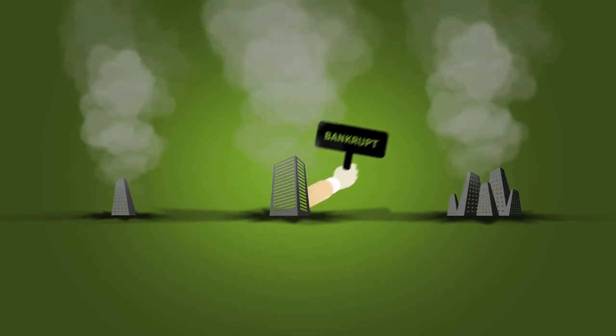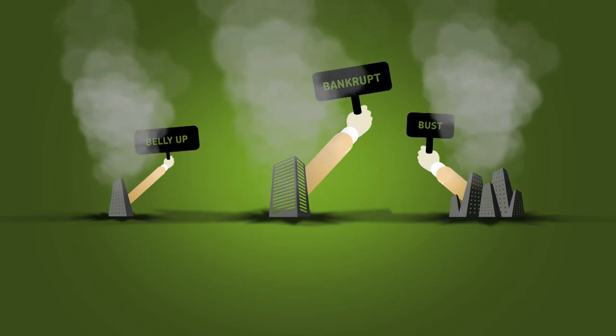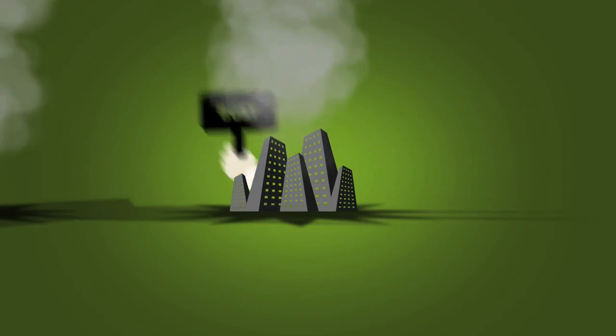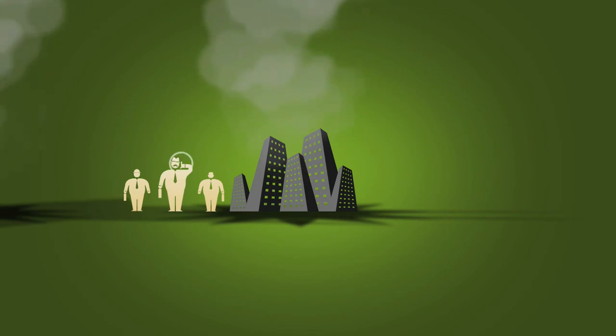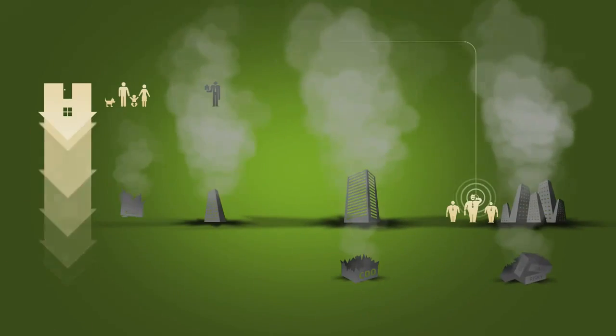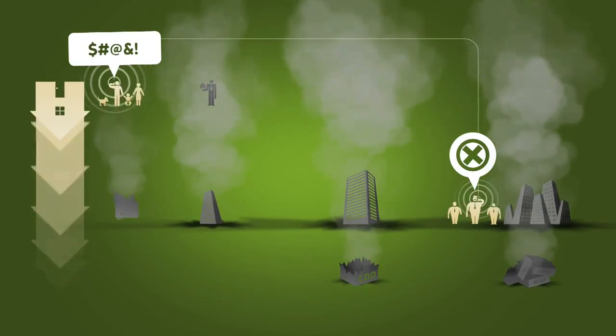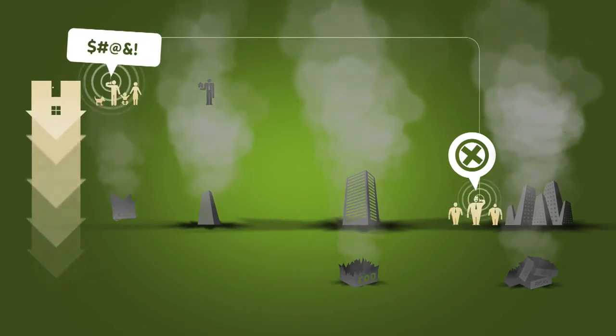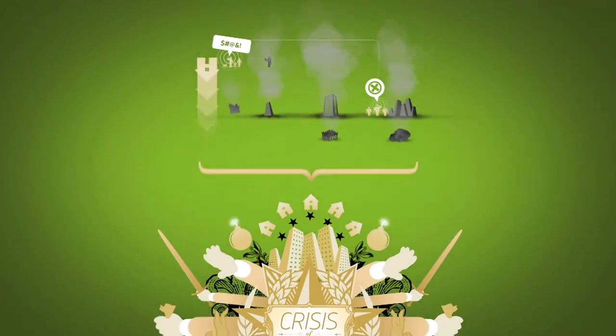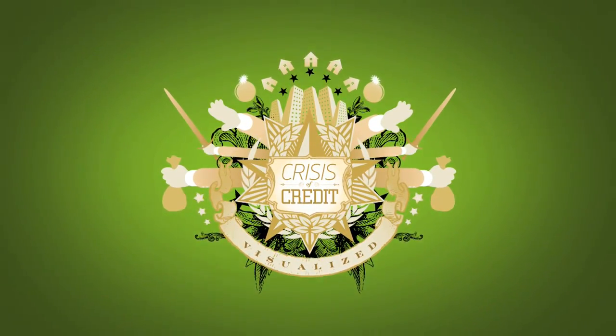Everybody starts going bankrupt. But that's not all. The investor calls up the homeowner and tells him that his investments are worthless. And you can begin to see how the crisis flows in a cycle. Welcome to the crisis of credit.